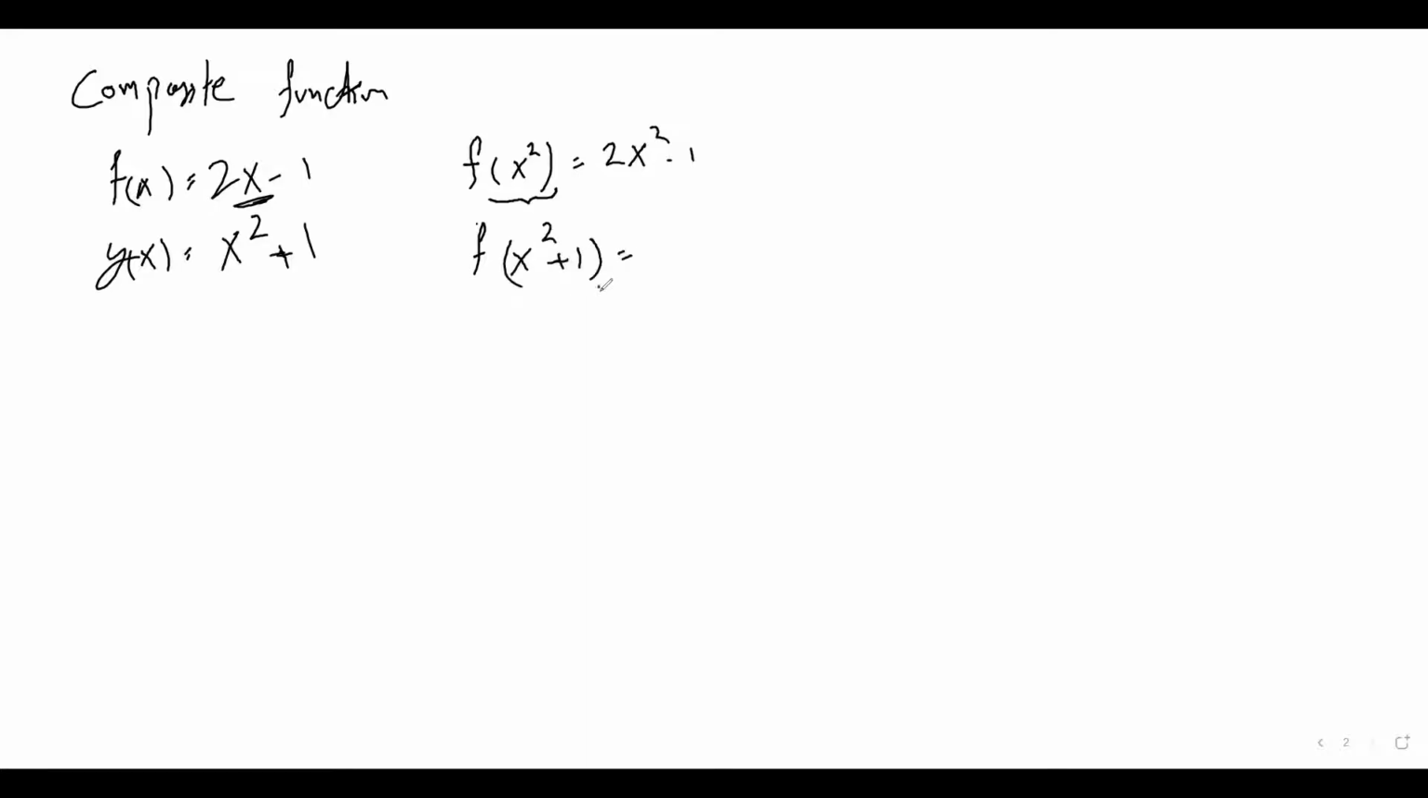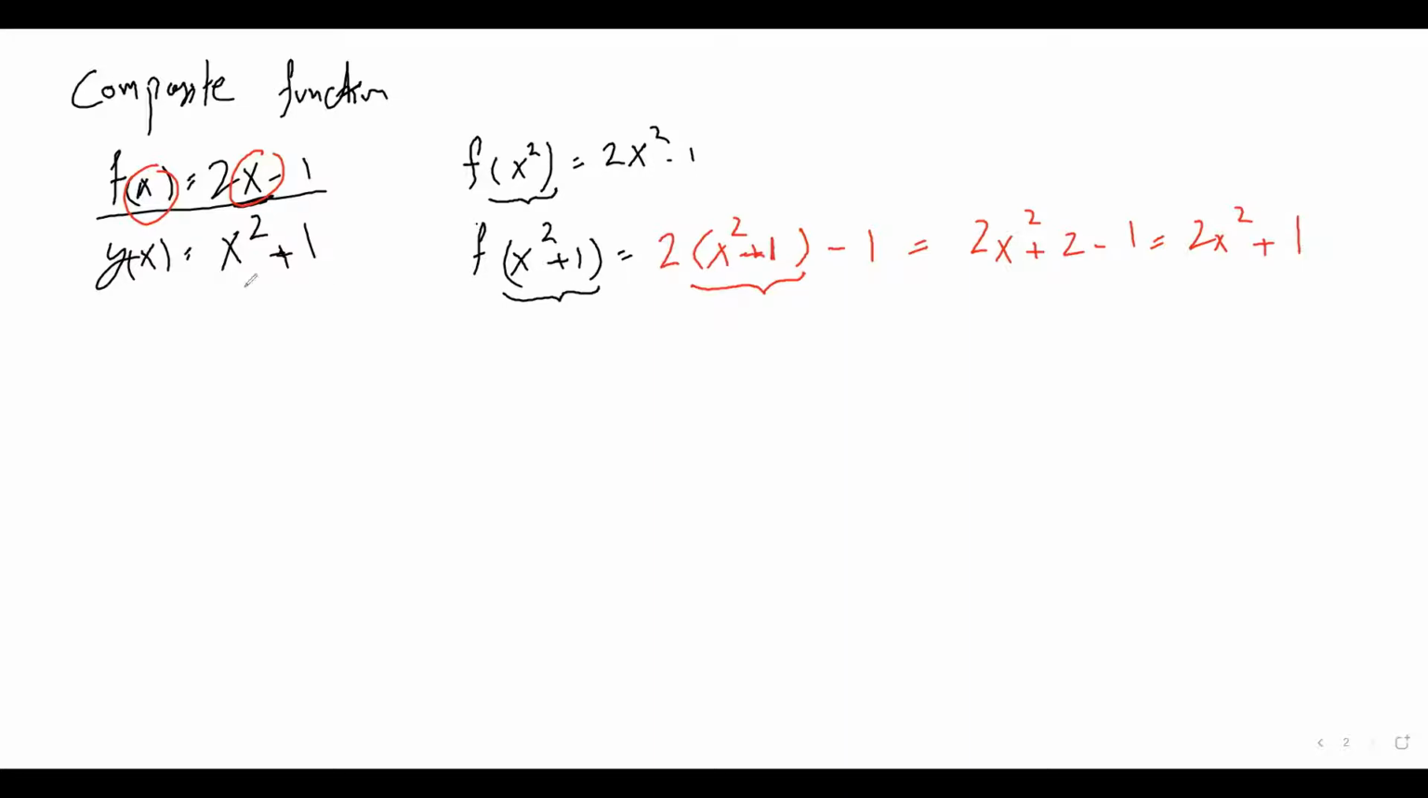Same concept: this whole thing is your input, and you know this function f of x takes an input from you, doubles it or multiplies it by 2, and then subtracts 1 from it. And what goes instead of x here is x squared plus 1. So that would be 2 times (x squared plus 1) minus 1. If you want to expand it, you get 2x squared plus 2 minus 1, which leads to 2x squared plus 1.